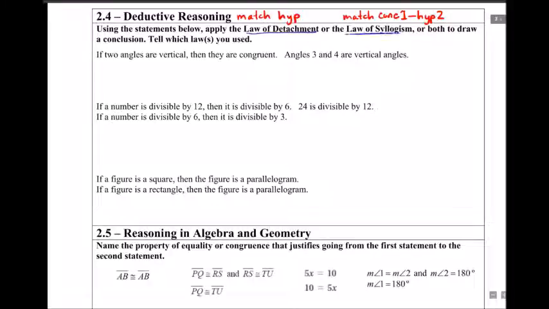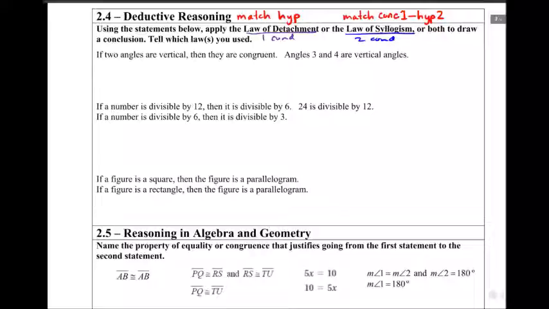And the law of syllogism said that we were given two conditionals, so we can write two conditionals here and one conditional here. And for the law of syllogism, the conclusion of one of them had to match the hypothesis of the other, and then we could just cut out the middleman there and combine our leftover hypothesis and conclusion. So let's get to these.